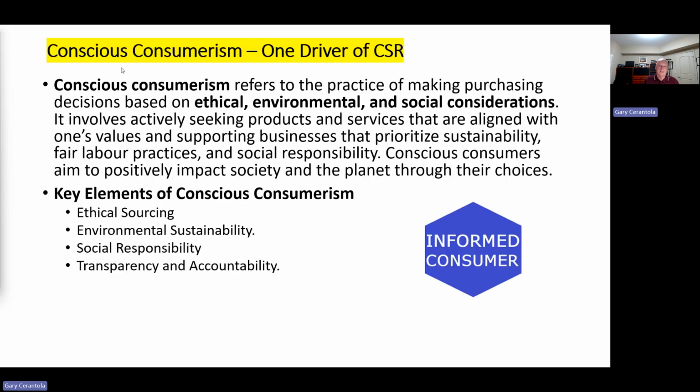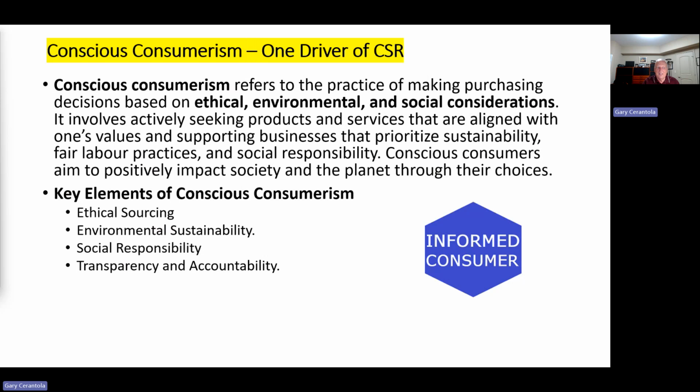And how is a lot of that coming about now is that we have informed consumers in today's world. And that's one driver of CSR. So it's what we call conscious consumerism. And the key elements of that are ethical sourcing. They will only work with companies, organizations that are known and are validated for being strong corporate socially responsible organizations, that are practicing good practices in environmental sustainability, that are demonstrating true social responsibility, and that have transparency and accountability.